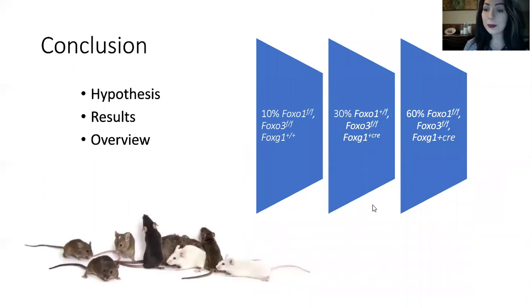In conclusion, my results coincide with my hypothesis, showing significant differentiation. 60% of the mice were FOXO1 flox, FOXO3 flox, FOXG1 with cre, and 30% were FOXO1 plus flox, FOXO3 flox, FOXG1 with cre. And then only 10% were FOXO1 flox, FOXO3 flox, FOXG1 plus.